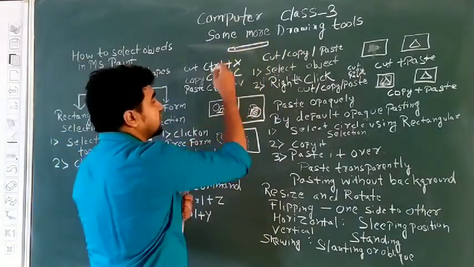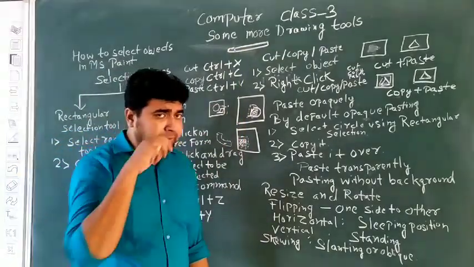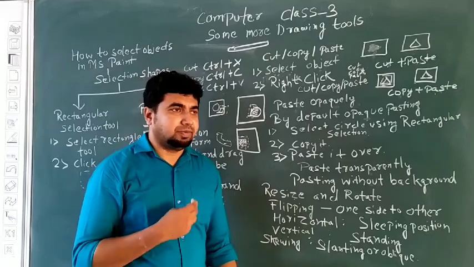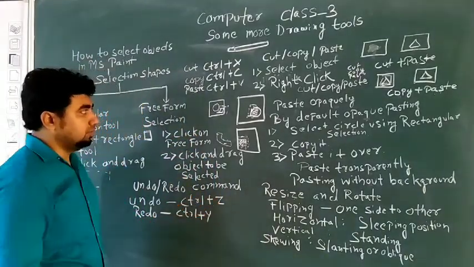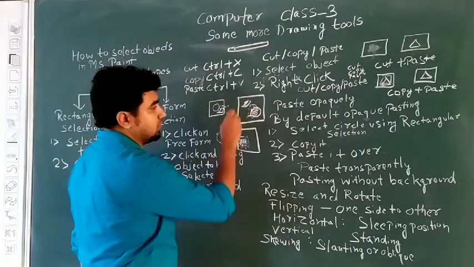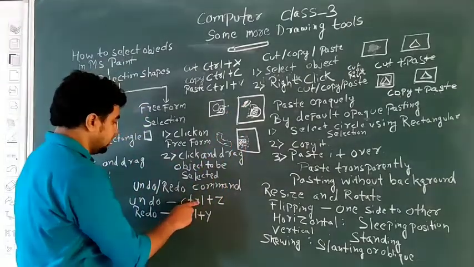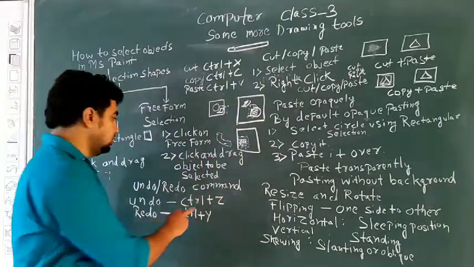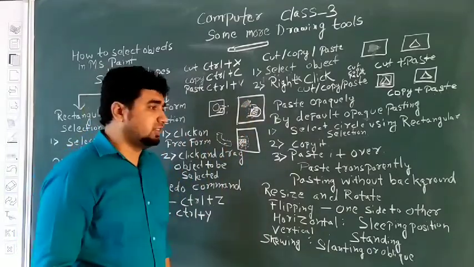So here in the quick access toolbar, you will find the undo option. Undo is basically how you rectify your mistake. If you want to rectify your mistake, then you can use the undo command. Means something you have drawn, you have made a mistake. Suppose you have pasted this picture, and if you want to remove this picture, you will press undo, and it will be removed, because by mistake you have pasted it.